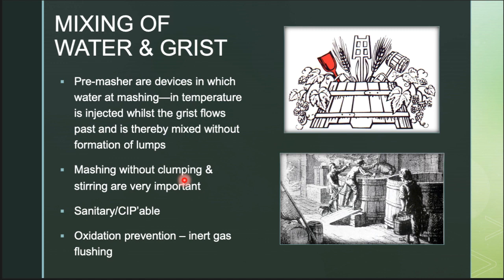The mashing device needs to be sanitary and capable of CIP. Prevention of oxidation during mashing is very important. Therefore, pre-mashers are flushed with inert gases such as nitrogen and carbon dioxide from the grist case through the mashing-in area till the mash tun, because the fine particle sizes increase the surface area of the grain and subsequently are more susceptible to oxidation.